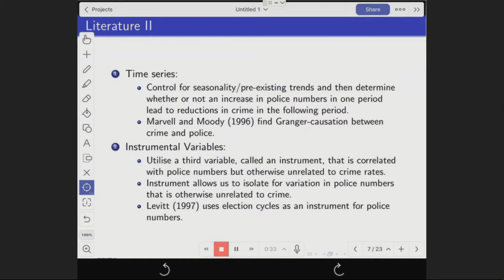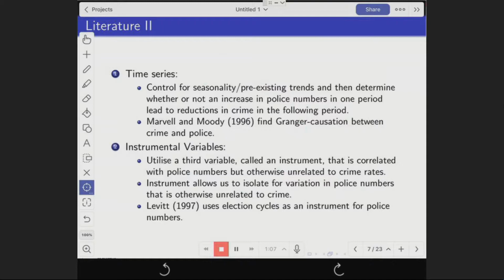The second approach is instrumental variables. And I have to say, I'm very glad that Sarah and Suzanne already presented on instrumental variables. Hopefully you went to one of their presentations at least, because explaining it's really hard, and they did a good job, and I'm going to do a bad job. So what you do is you utilize a third variable. It's called an instrument. It's correlated with police numbers, but otherwise unrelated to crime rates. Why is that good? It allows us to isolate variation in police numbers that is otherwise unrelated to crime, and it sort of breaks the simultaneity problem.